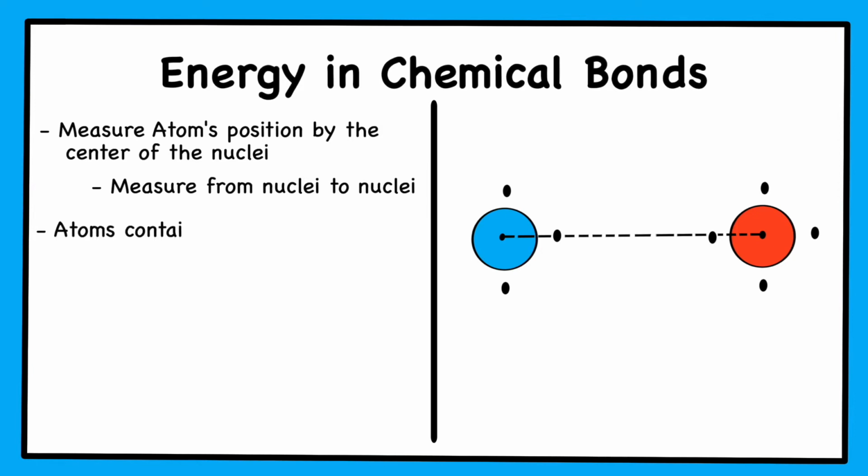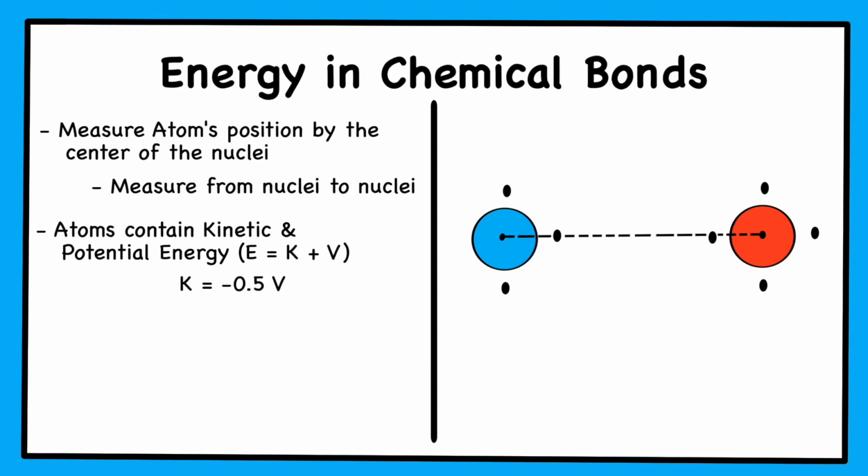Atoms contain both kinetic and potential energy at the same time, so their total energy can be found by just adding our kinetic plus our potential energy together. The relationship between the electrons within an atom's kinetic energy and the potential energy is K, or kinetic energy, equals negative 0.5 V, or potential energy. This means the chemical bond formation is an exothermic process, and a decrease in potential energy is accompanied by an increase in kinetic energy, which is only half the magnitude of the potential energy.